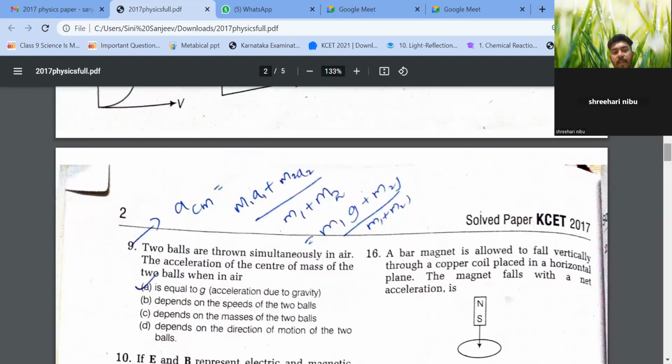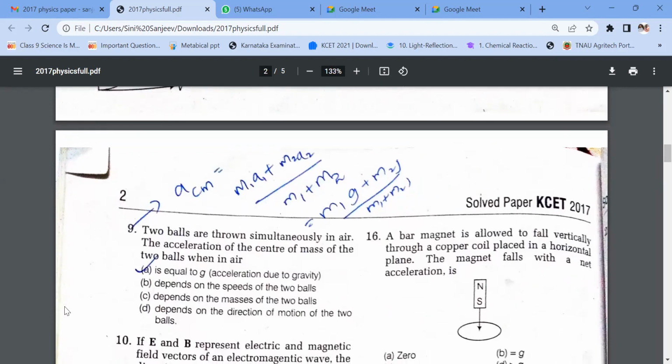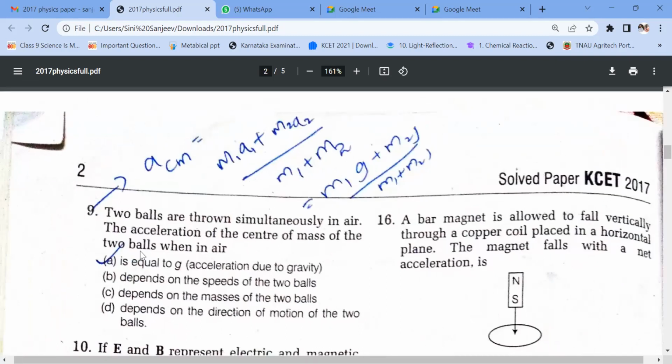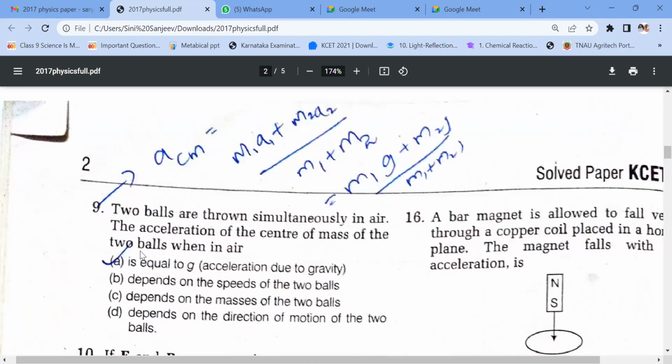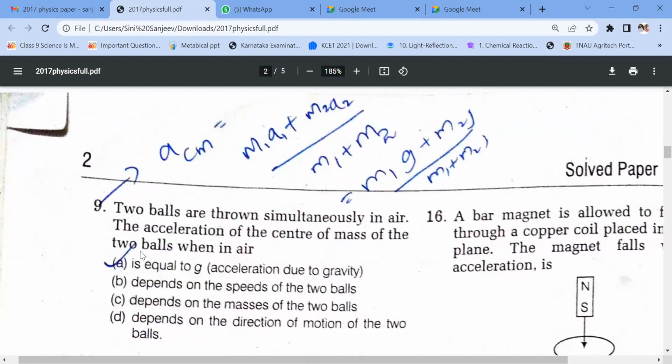This ninth one comes in our class 11th physics. It's related to gravitation, sir. Correct. Kindly read the question.